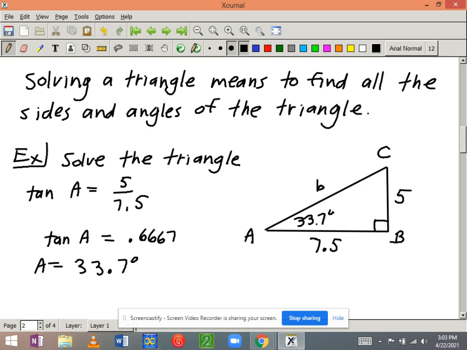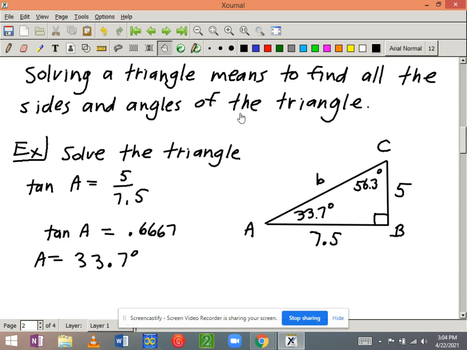Now, I don't have to do any fancy trig to get angle C because I know angle A and C are complementary. So I'm just going to take 90 minus 33.7 and get 56.3. So this angle is 56.3 degrees. Okay, now we got a couple options. Again, we can use Pythagorean theorem to find the hypotenuse. You could also set up a cosine or a sine equation to get that. So I'm going to go ahead and set up a sine equation.